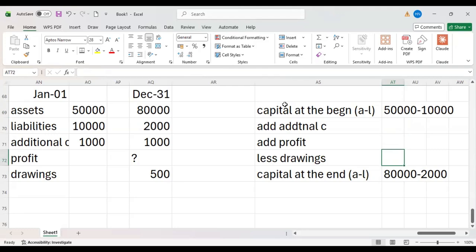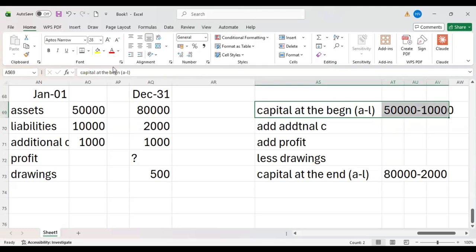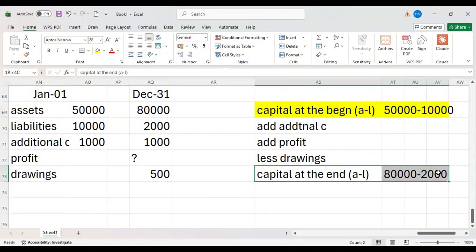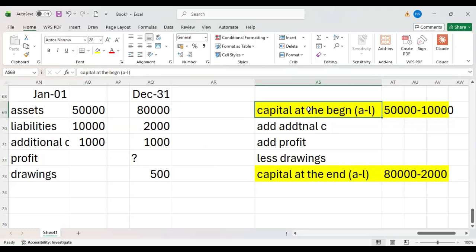Okay, so this is the most important part. This one is what you have to find. Now, once you get that, it's not something you can just pick, you have to work it out. That is the essence of our discussion. The fact that you don't have capital at the beginning, you can find it. You don't have capital at the end, you can find it. Once you find it, you have your drawings, you have your additional capital. You can work out your profits.